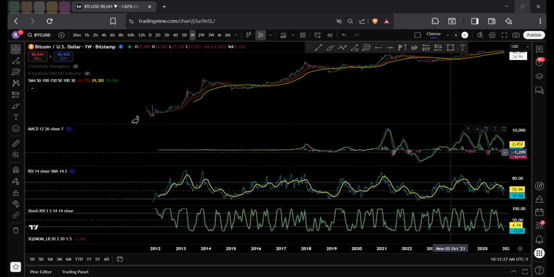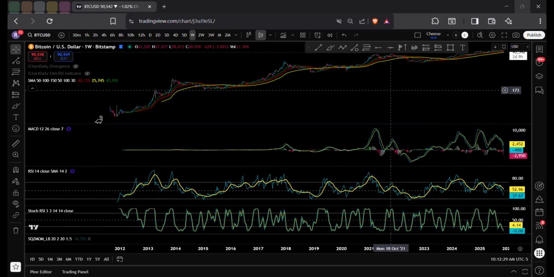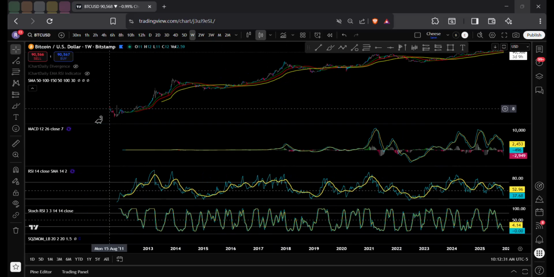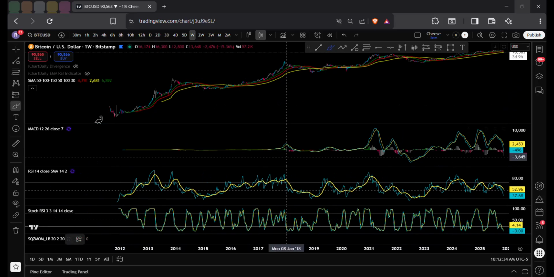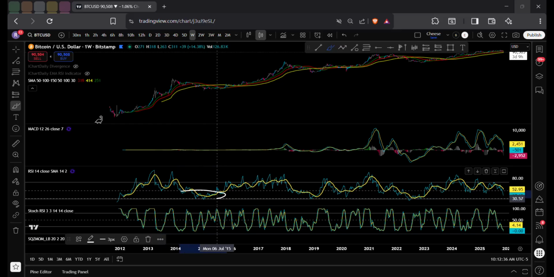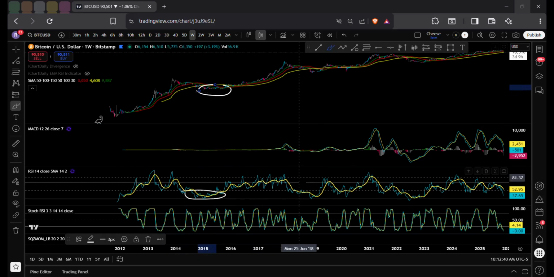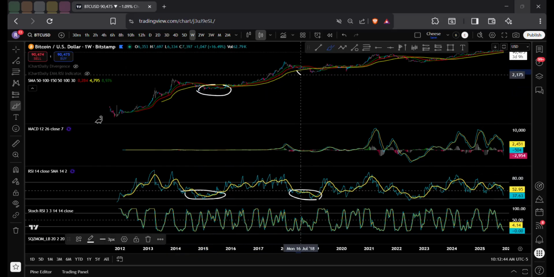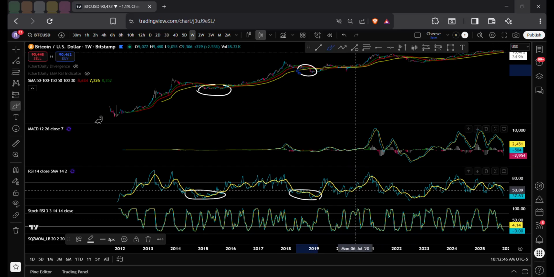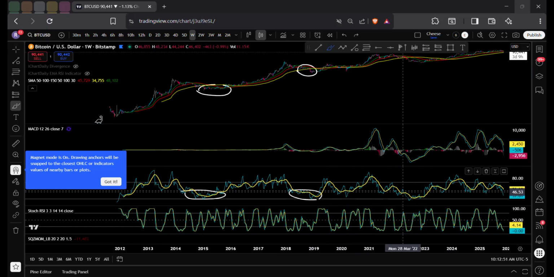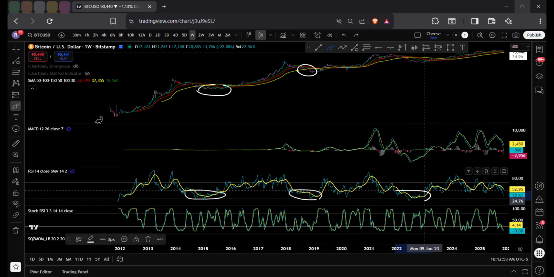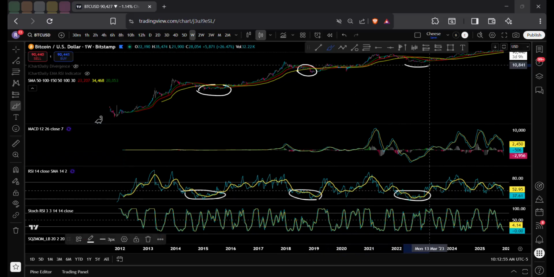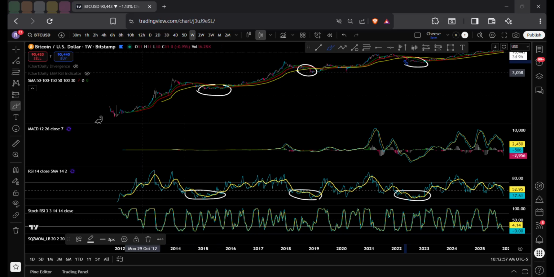Well, if you zoom out at the entirety of Bitcoin from 2011, every time the RSI stayed below the 50 line, we broke and stayed below the moving averages. Every time we went below the 50 line, we broke and stayed below the moving averages. Even this little blip for the jab right there. Every time we broke below the 50 and stayed there, we broke and stayed below the moving averages.